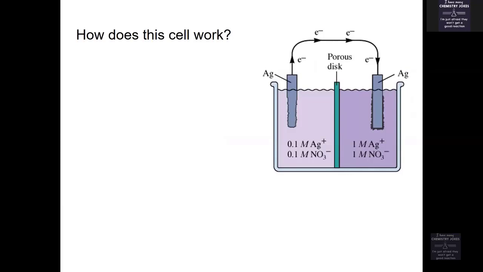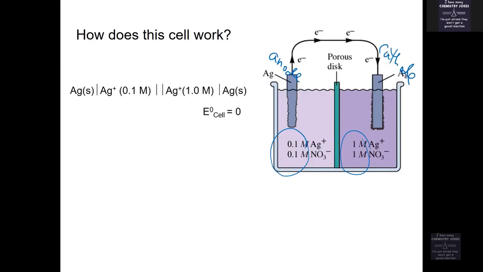Do you get electron flow between two silvers? Yes, if they're different concentrations like these are. We have arrows already on our wire that tell us electrons are flowing from the less concentrated to the more concentrated. This is our anode. This is our cathode. So if we look at a cell notation, that's this.